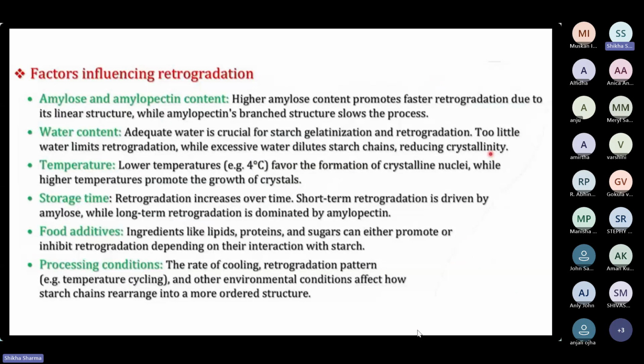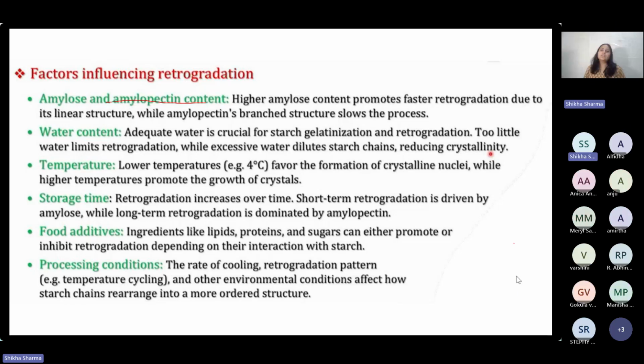So the factors which influence the retrogradation process are amylose and amylopectin content. A higher amylose content promotes faster retrogradation due to its linear structure, while amylopectin has a branched structure, so the retrogradation will be slower, which we discussed already. Then water content: adequate water content is crucial for both starch gelatinization and retrogradation. Too little water limits retrogradation, while excessive water dilutes the starch chains, reducing the crystallinity.